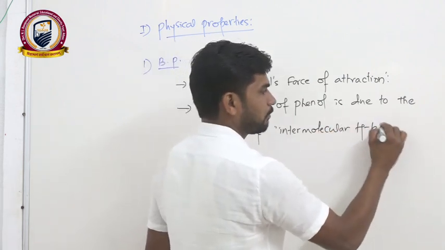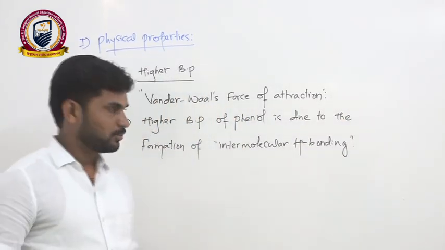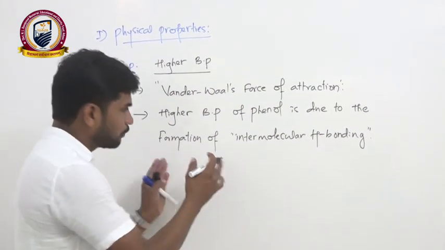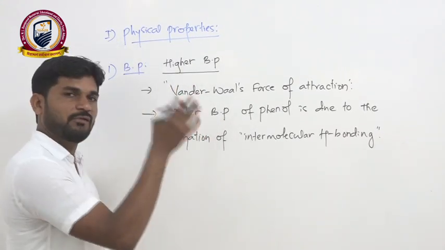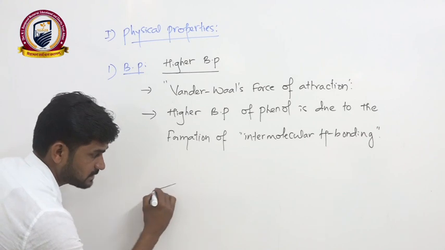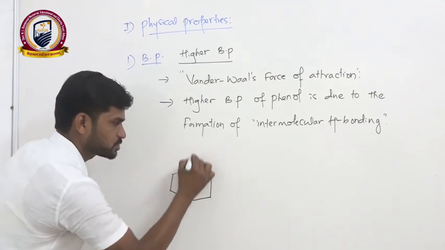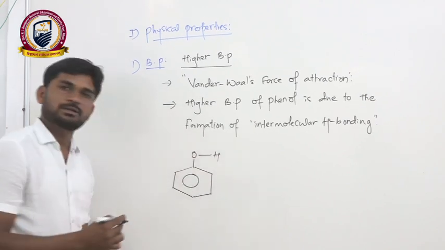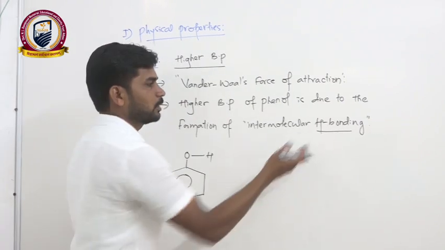Intermolecular hydrogen bonding. If the compounds are capable of forming intermolecular hydrogen bonding themselves, their molecular mass increases, which increases the boiling point of that compound. We can show this with phenol, which has the OH group. So we know what hydrogen bonding actually is. Hydrogen bonding means what here?